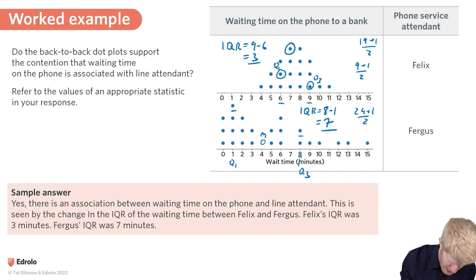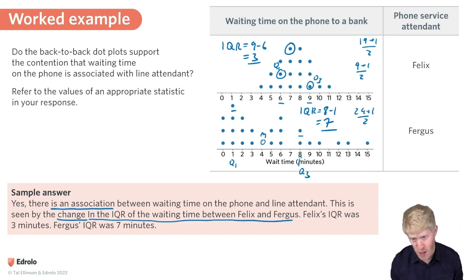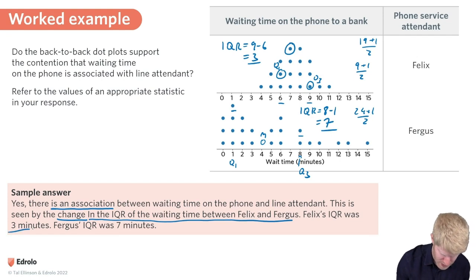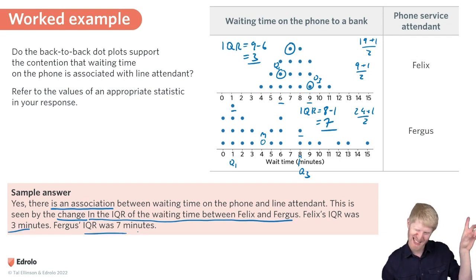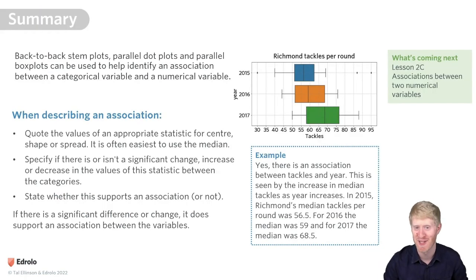How do we answer it? Yes, there is an association. Tick. We need to describe the change. This is seen by a change in the IQR of the waiting times between Felix and Fergus. So that word change is important. The word change, the word increase, the word decrease, any one of those three is fine. And now we quote the values. Felix's interquartile range was 3 minutes and Fergus's interquartile range was 7 minutes. Tick, tick, tick. All right, here are the key ideas from today's lesson.